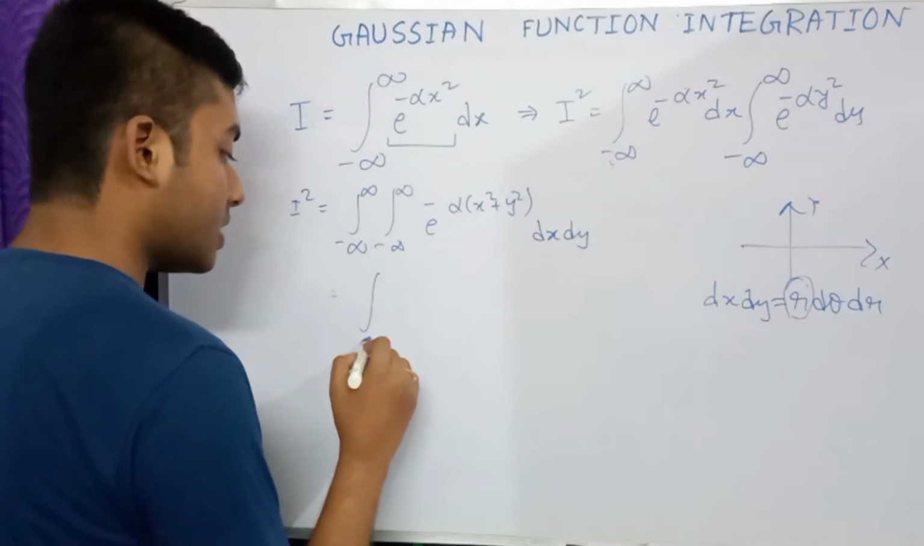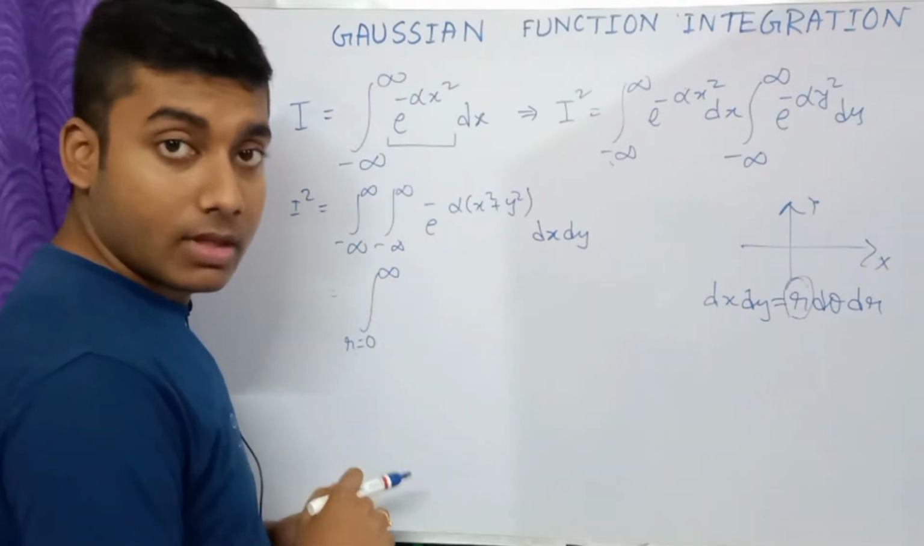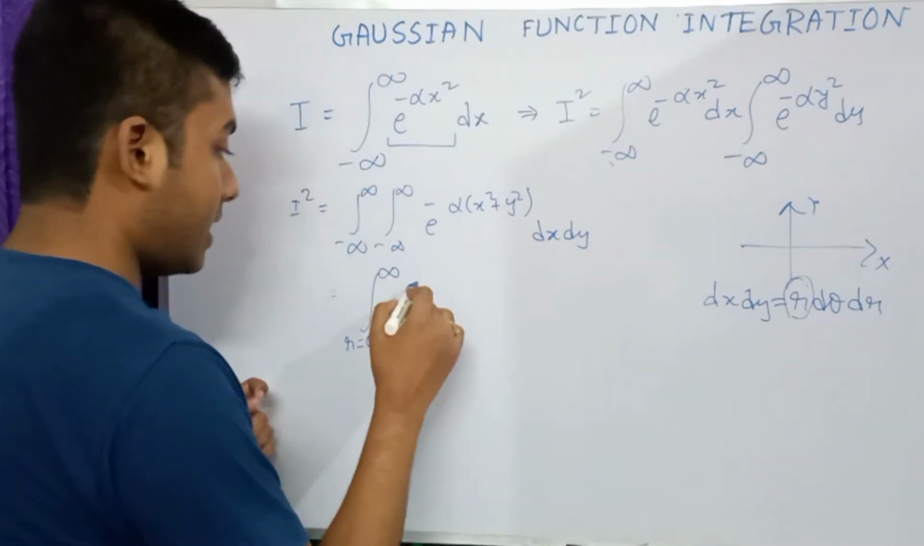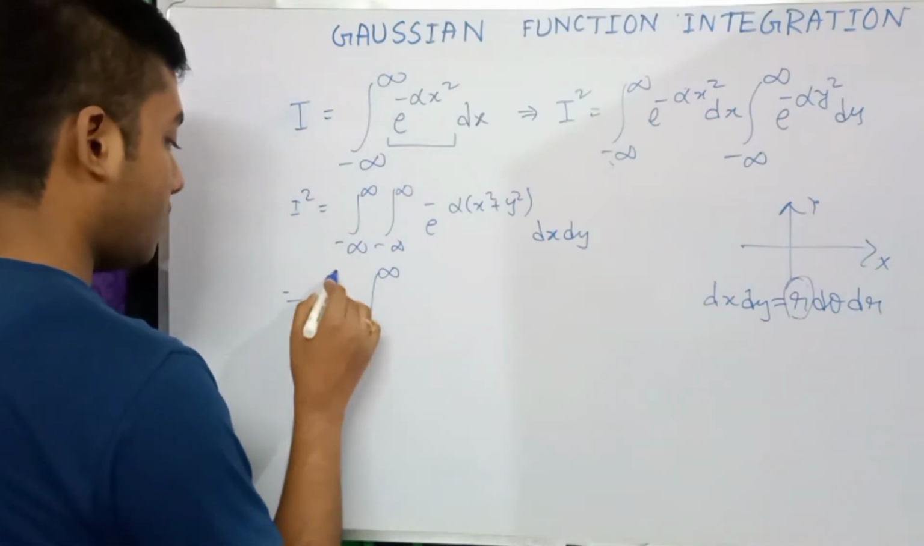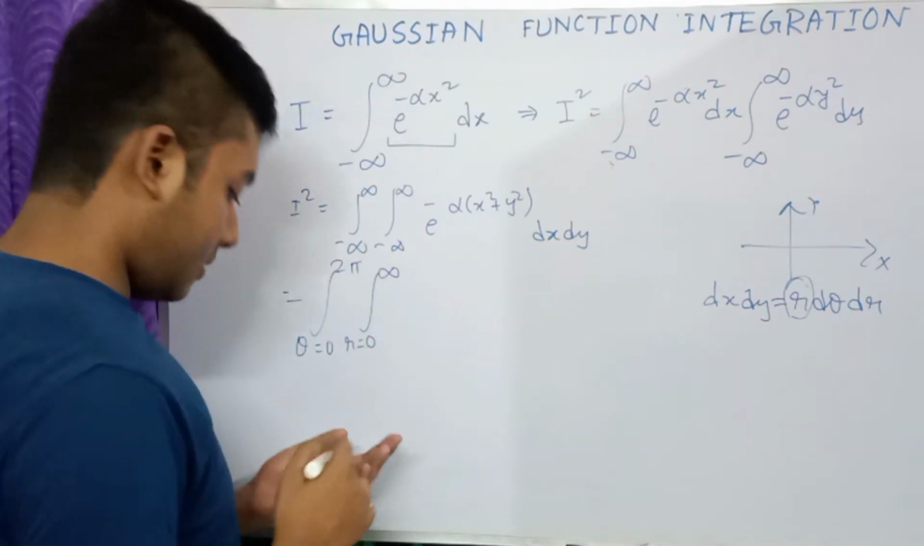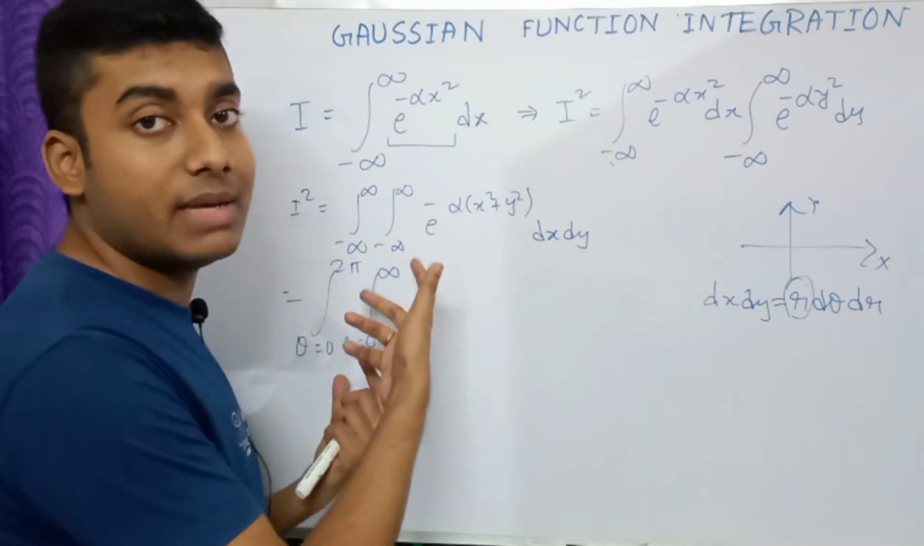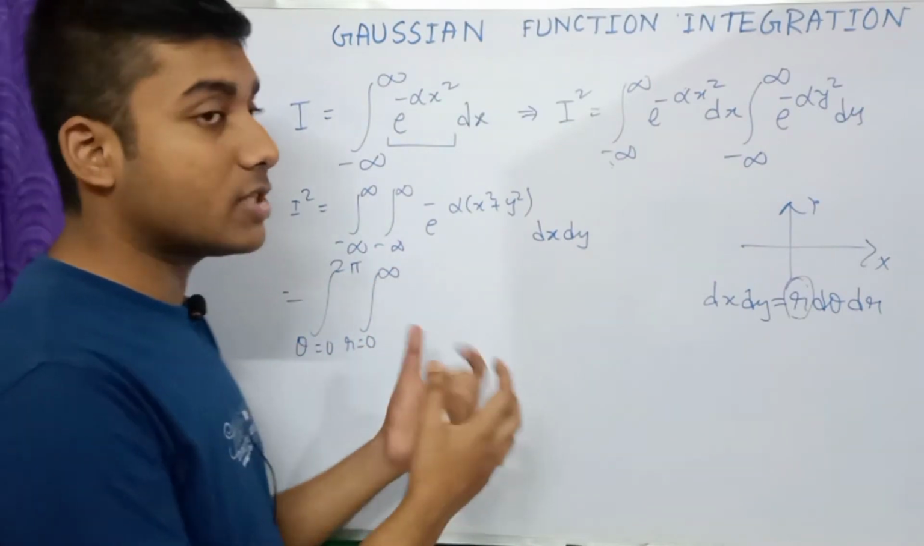Now the integration over r is from 0 to infinity, and the limit of theta will be from 0 to 2 pi. Now we can question why I am taking these limits. Why is theta not from 0 to infinity?